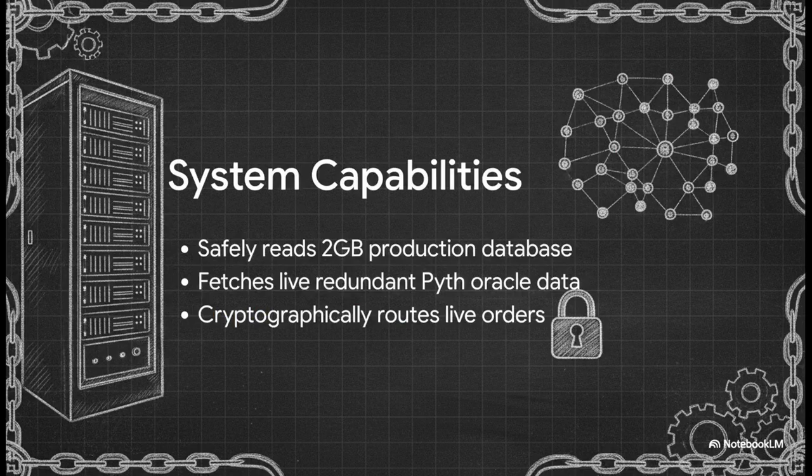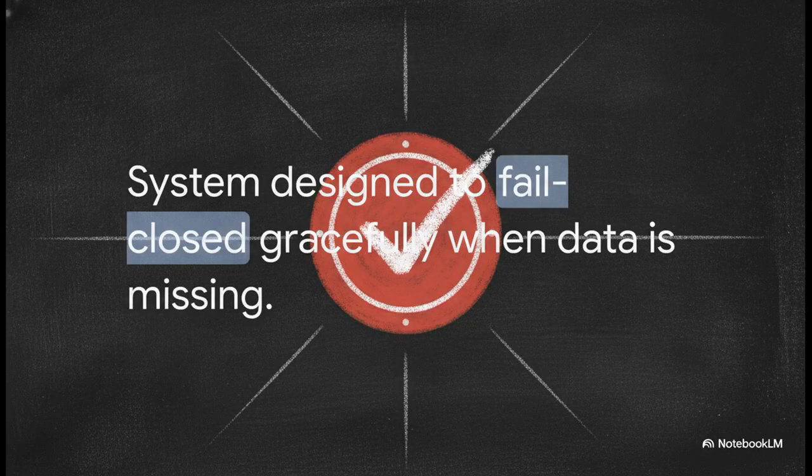And how exactly do we know it's institutional grade? Because we have the receipts for these specific institutional achievements. This system safely reads from a massive 2 GB production database without a single memory crash. That is huge. It doesn't rely on any single point of failure. It dynamically fetches live macro and price data from highly redundant Python oracles. And when it is time to execute, it cryptographically signs and securely routes those live orders directly to the exchange. Sheer, stress-tested capability.